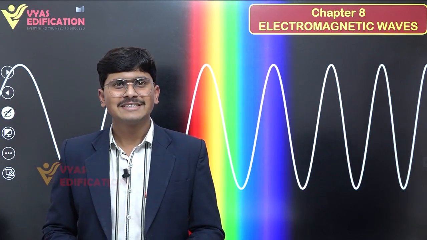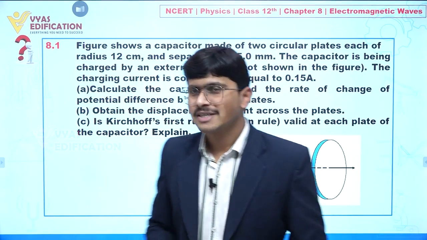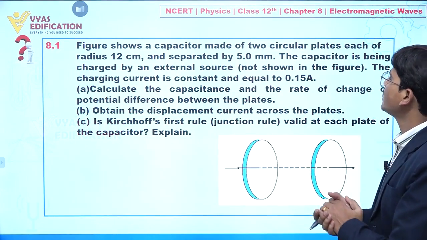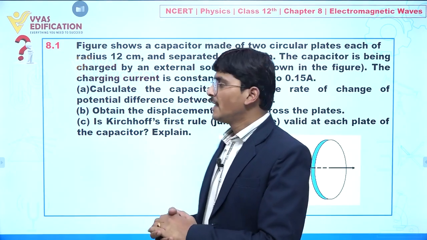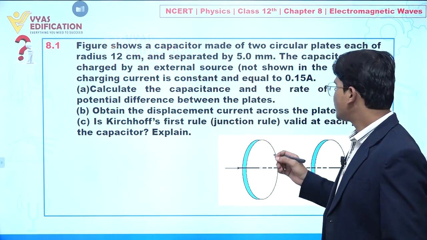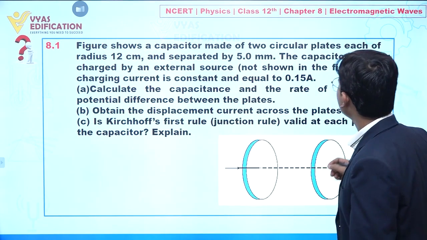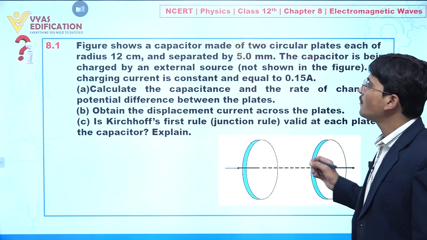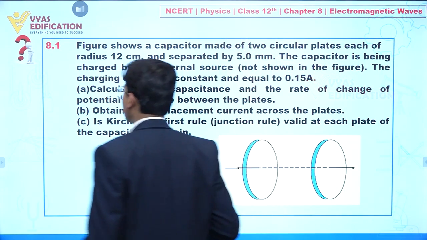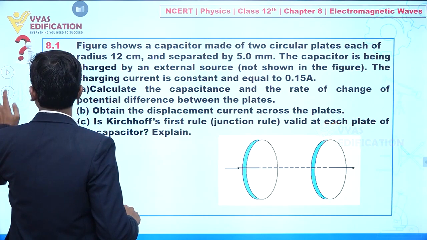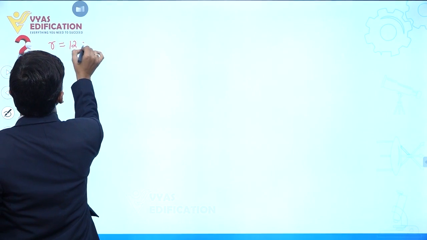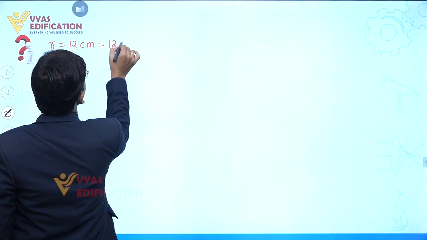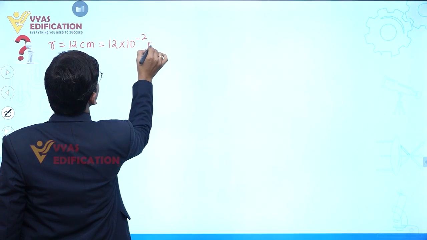Concentrate on the screen. Now dear student, we are going to discuss this question, and this question is 8.1. In this question it is given to you, figure shows a capacitor made of two circular plates, each of radius 12 centimeter. So radius is given to you, r equal to 12 centimeter. We can convert into meter, so 12 into 10 to the power minus 2 meter.